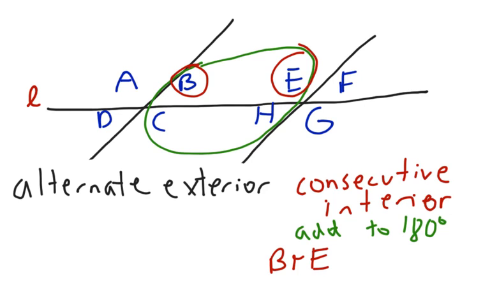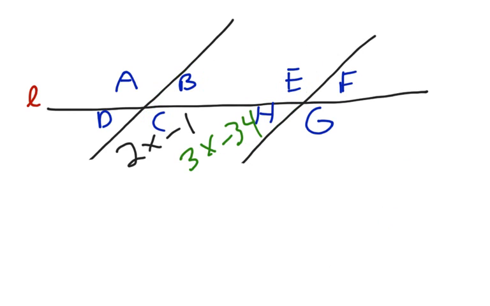And the other one I'm looking at is angle C and angle H. They're both on the same side of the transversal, and they're interior angles. So C and H. So if you knew angle B was 80 degrees, you know angle E would have to be 100 degrees because they have to add up to 180.